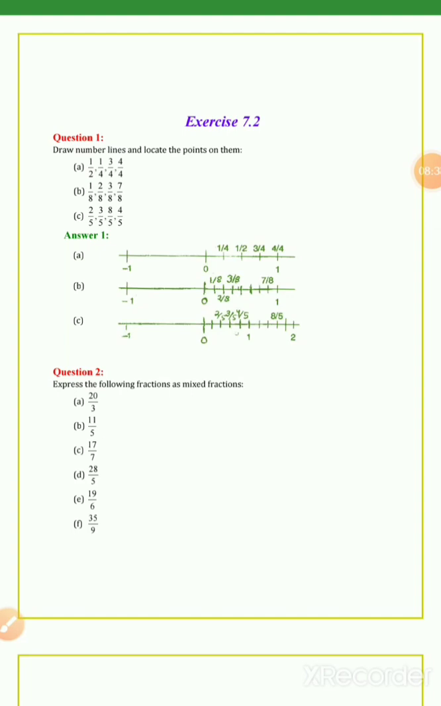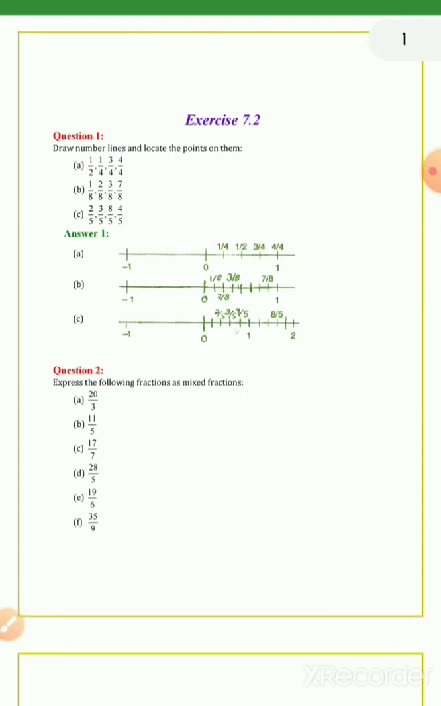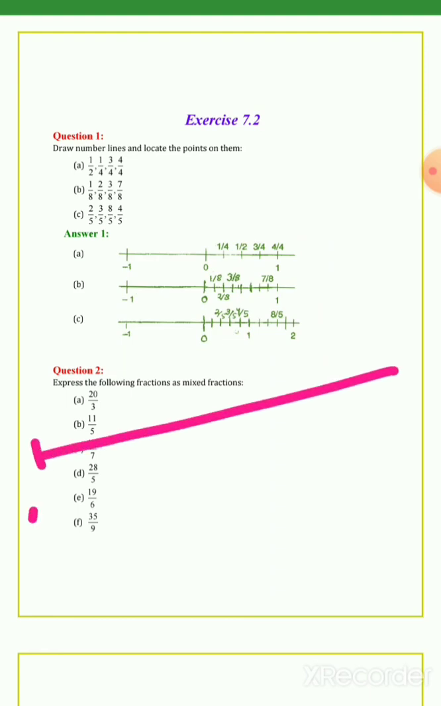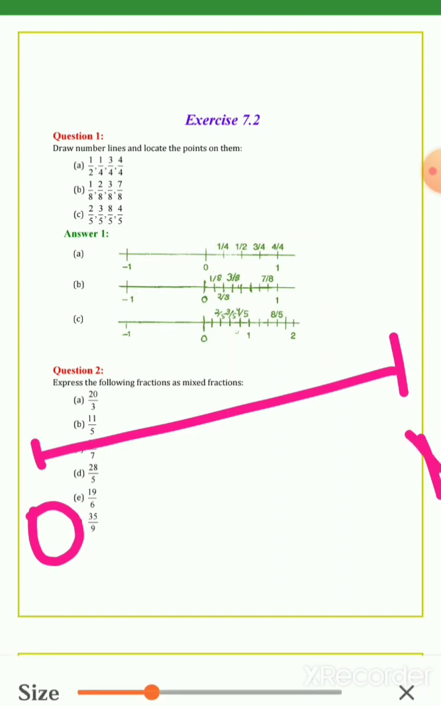Let's see question number 1. Draw number lines and locate the points on them. As you can see, it is 1 by 2, 1 by 4, 3 by 4 and 4 by 4. 4 by 4 means what? It is 1, because when you cancel 4 by 4 it will be 1. So what you have to do is make a number line from 0 to 1. Because 1 is the last point, what number will be located on 1? It will be 4 by 4, because when you cancel these two numbers 1 will come.